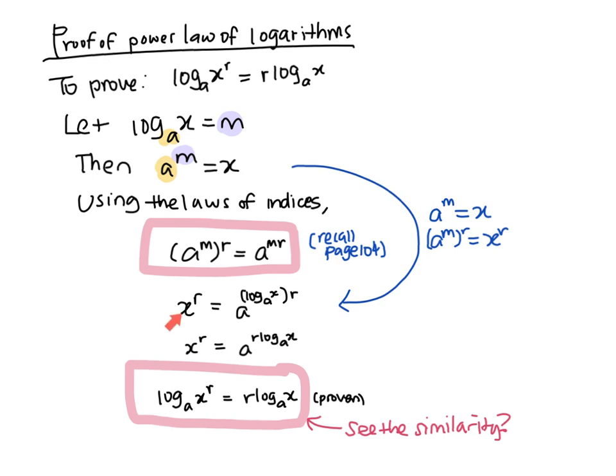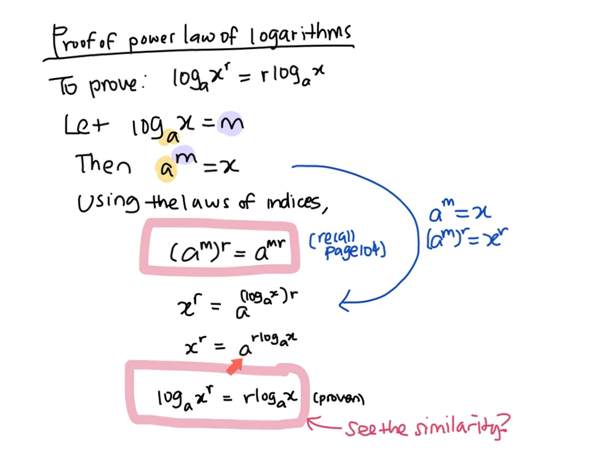Expressing back to x, for the left hand side, I can raise both sides of the equation to r, so that will give me x to the power r. For the right hand side, m is just log x base a. Since multiplication is commutative, just like 2 times 3 is the same as 3 times 2, I can have the r to be in front instead.